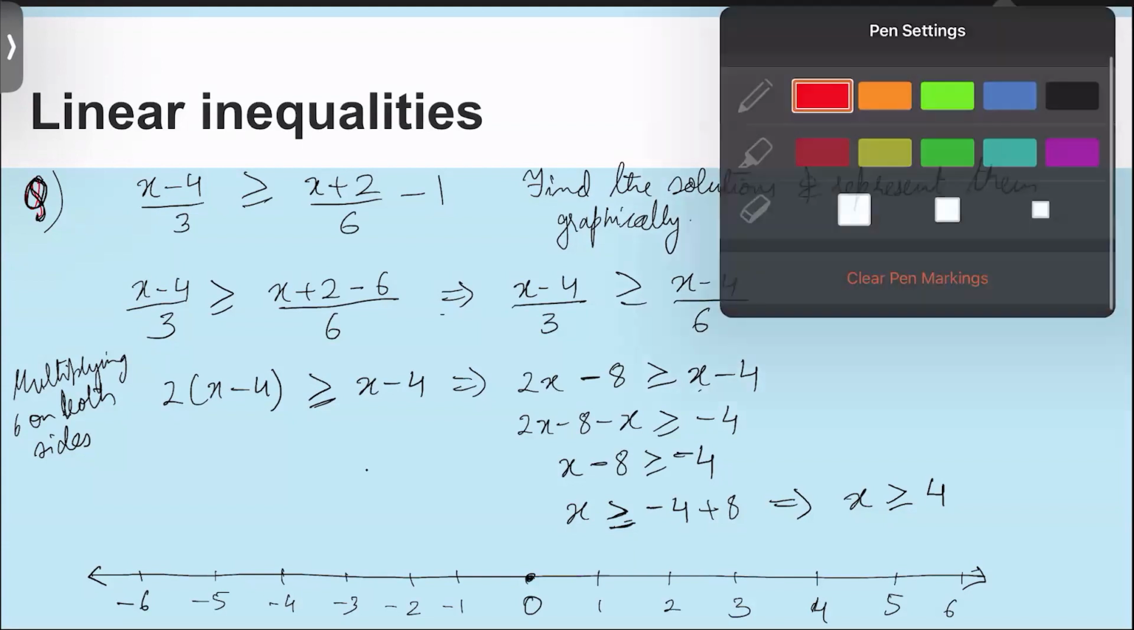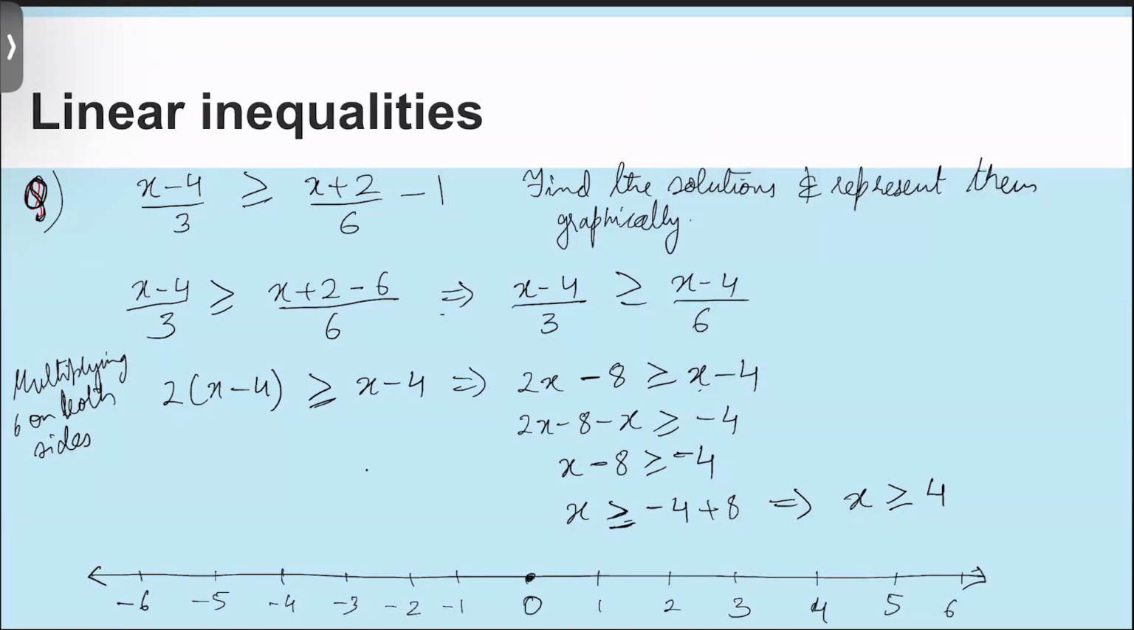Now we see that our x is supposed to be greater than or equal to 4. So no number below 4 is going to be considered a part of the solution. Hence, starting from 4, all the numbers towards the right hand side of the number line are going to be our solution. The solution set is going to be 4 onwards up to infinity.